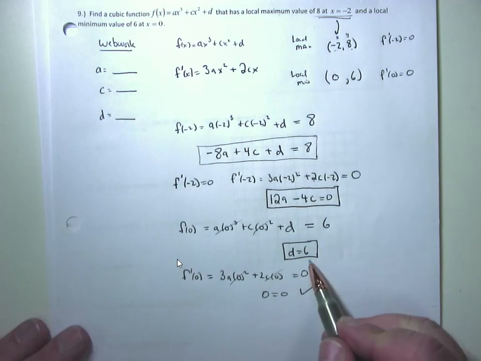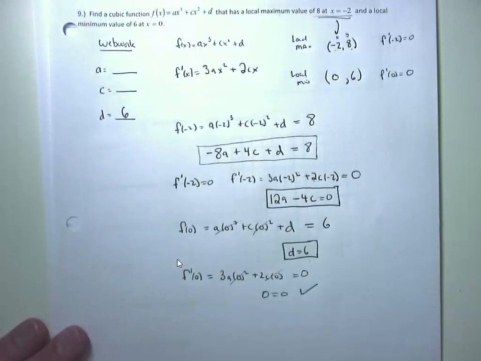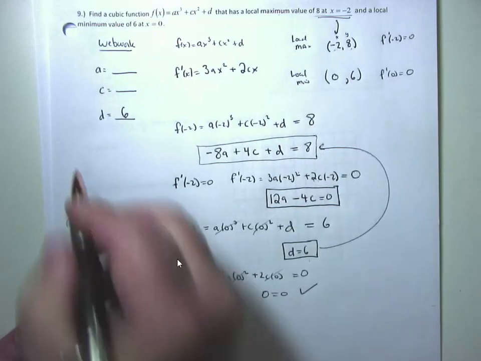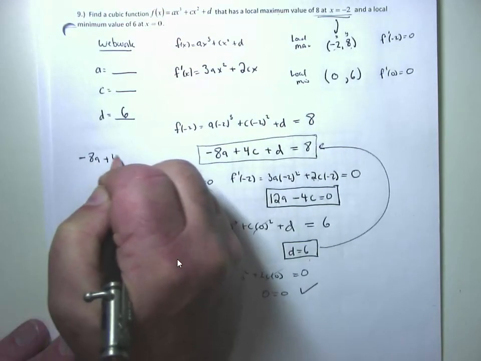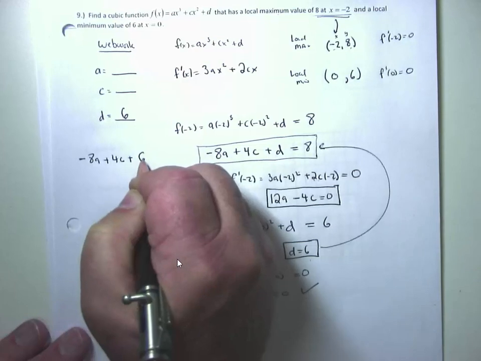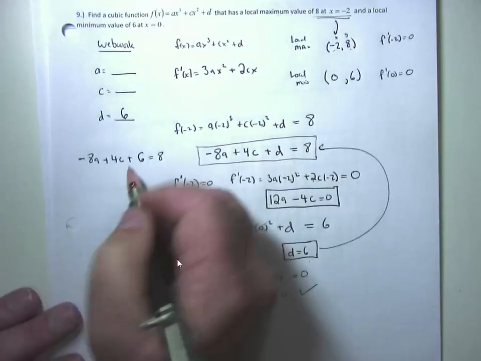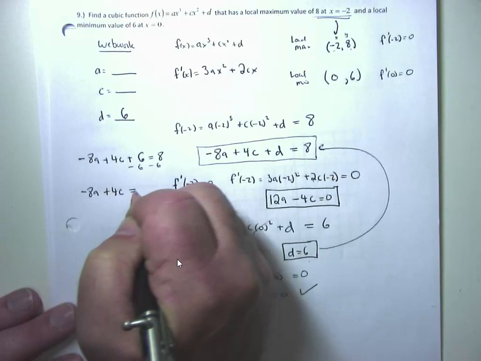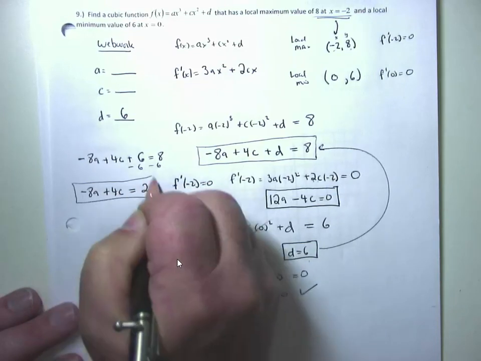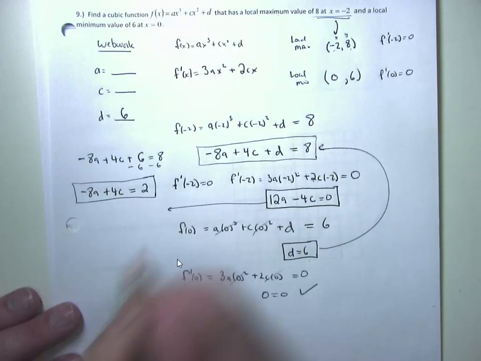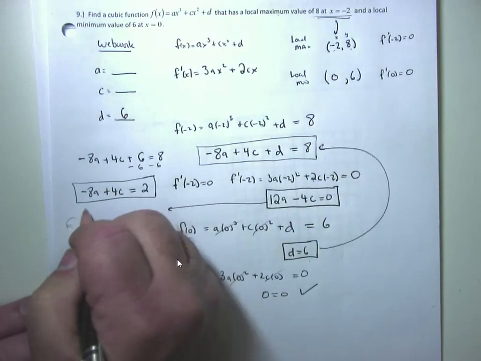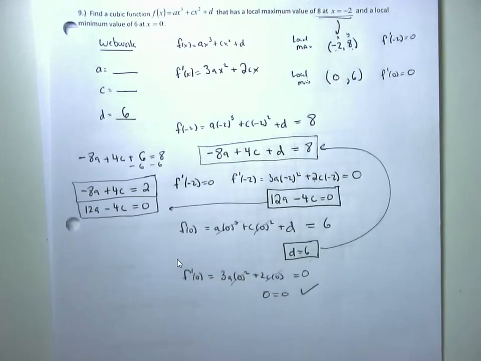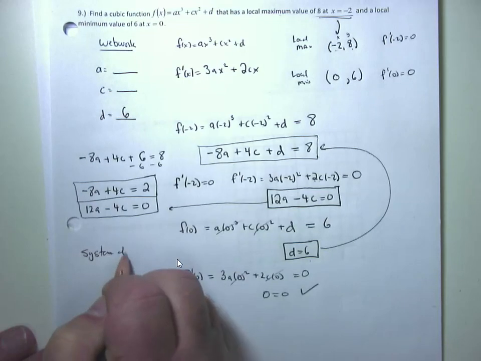What is D equal to? 6. Now, if D equals 6, I can plug it into this equation. This would give me -8A plus 4C plus D, but D is 6, is equal to 8. I can clean that up and subtract 6 from both sides. I get -8A plus 4C is equal to 2. You with me? I also have this other equation, and you'll notice I'm working really hard at lining these up: 12A minus 4C is equal to 0. This is called a system of equations.